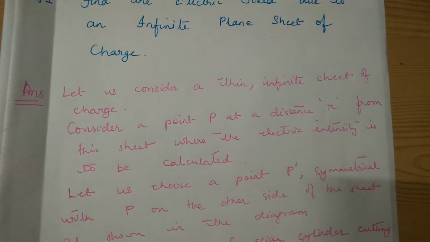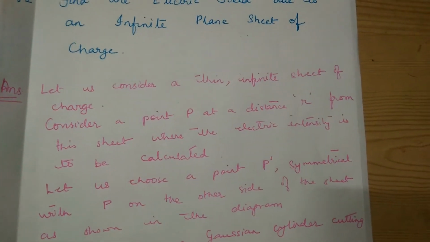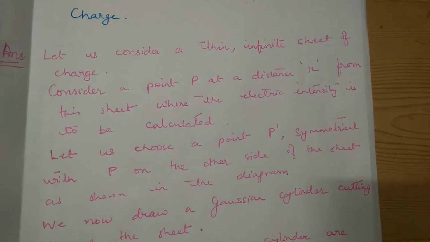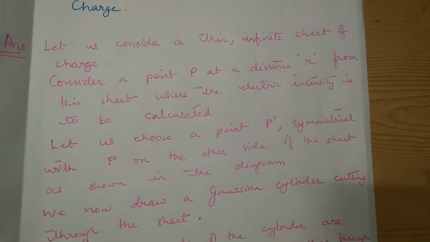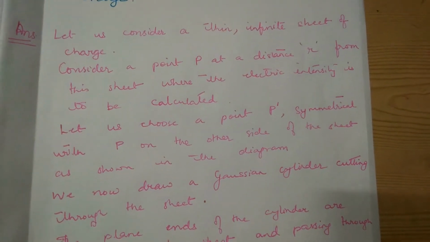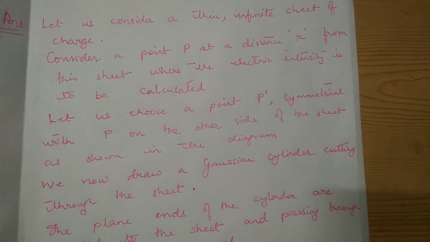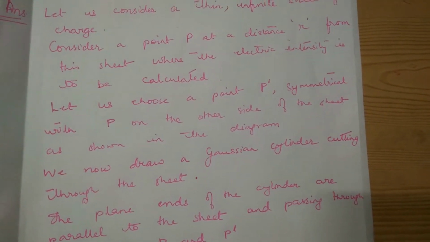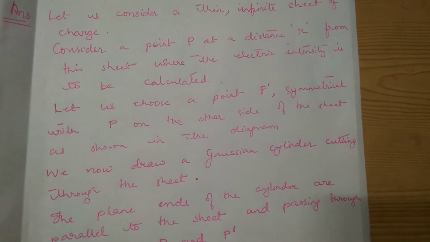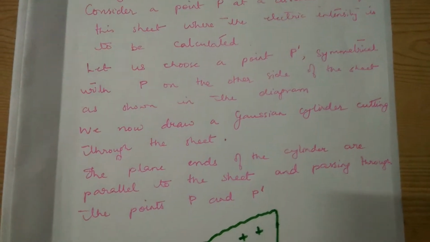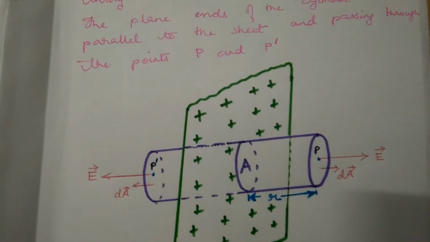The assumptions are as before. Let us consider a thin infinite sheet of charge. Consider a point P at a distance r from this sheet where the electric intensity is to be calculated. But here we have a change. We now have to choose another point P dash which is symmetrical with P, and then draw the Gaussian cylinder in this way. So let us have a look at the diagram.